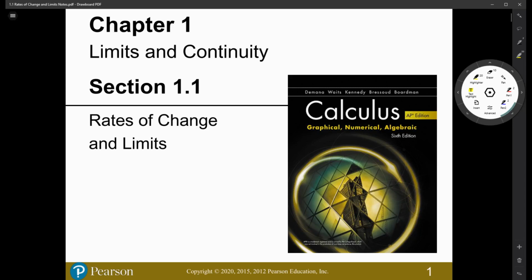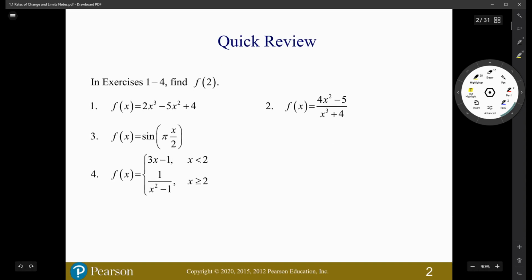All right, guys, let's get started. Do some calculus. This is Chapter 1, Limits and Continuity, and Section 1.1, Rates of Change and Limits. So some quick review to get us going.